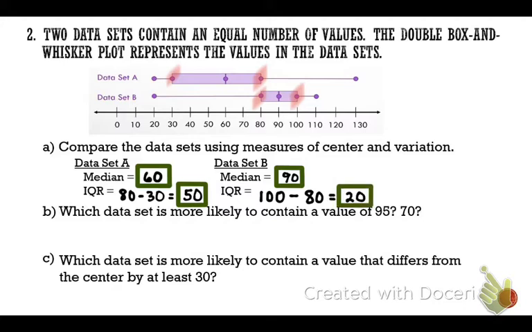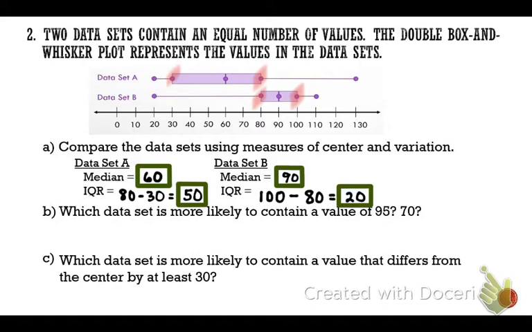20. Notice, I am not focusing on the numbers that are way out here, okay? Instead, I'm focusing on the upper quartile, which is the top of the box, and the lower quartile, which is the bottom of the box. Now, we're not finished with problem A. Instead, it says to compare the data sets using the measure of center and variation. I want you to compare data set A and data set B.